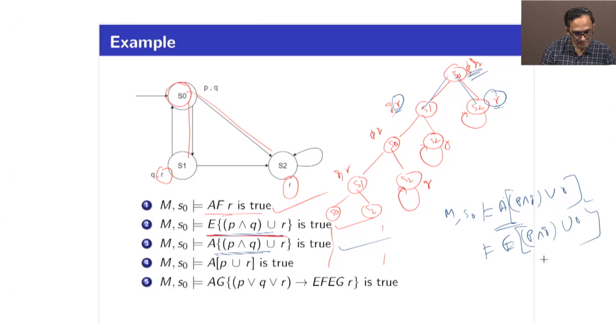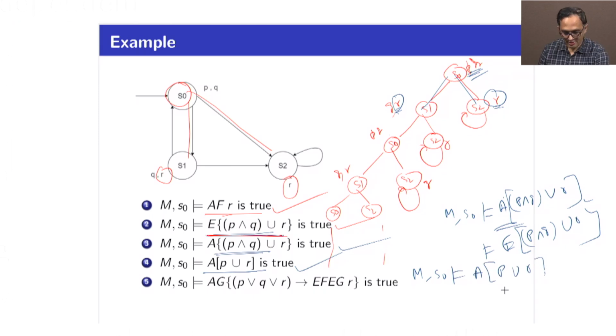Then I am checking in all paths whether P holds until R holds. P holds here, R holds here, P holds here, R holds here. So obviously this is also true. So I will say that M, S0 satisfies A, P until R.